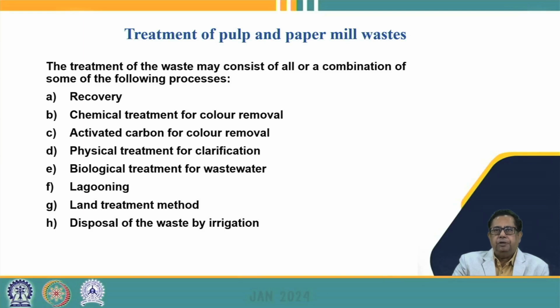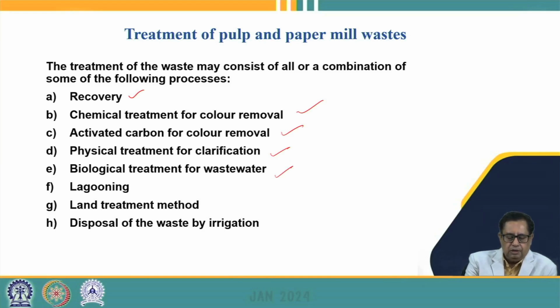So the treatment of the pulp and paper mill waste can be done by a combination of a number of processes. For example, here we will talk about the recovery process first of all, then we will talk about the chemical treatment for the color removal, and the activated carbon for the color removal process. Similarly, we will talk about physical treatment by using the clarification or sedimentation process. Then we'll talk about the biological treatment for wastewater. Then we'll talk about the lagooning process and the land treatment method. And we can also talk about the disposal of waste by the irrigation process.